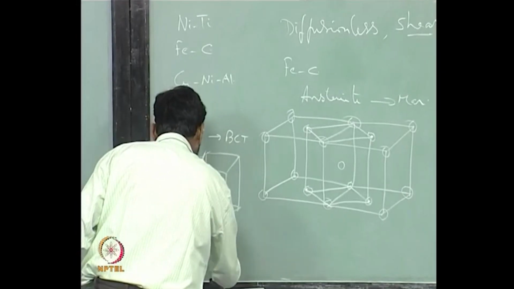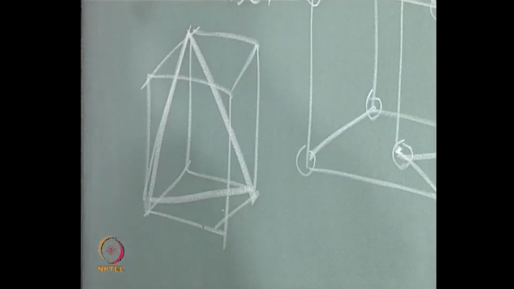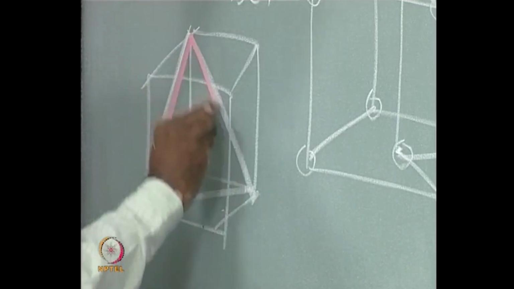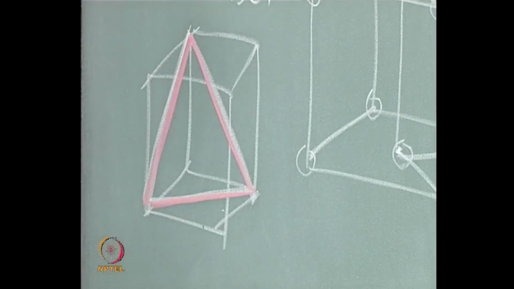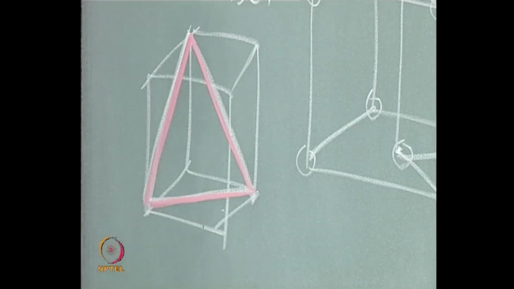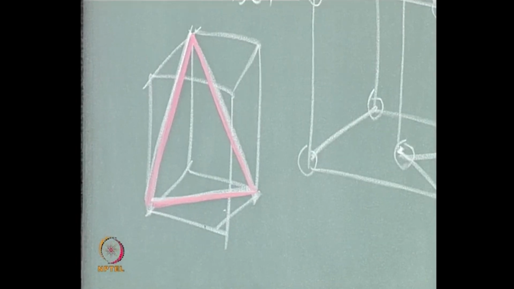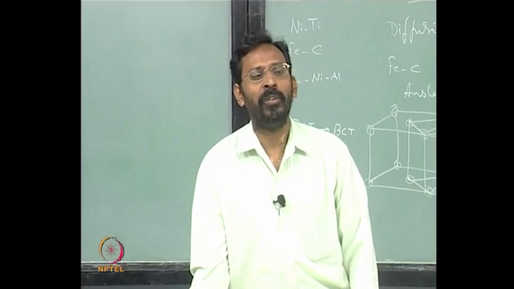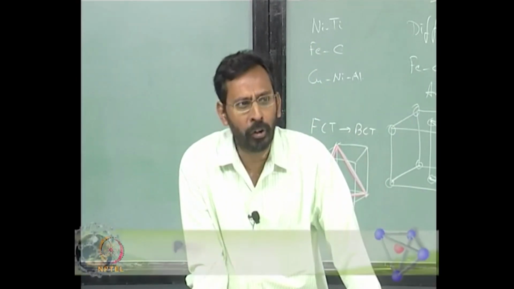this is your 111 plane, am I right? The 111 plane is the one which has a 3-fold symmetry. What is the shape of that plane? Triangle. A triangle will have a 3-fold symmetry when all the sides are equal, when it is an equilateral triangle. If it is not an equilateral triangle, you will not have a 3-fold symmetry. In a cube, the 111 plane is an equilateral triangle.